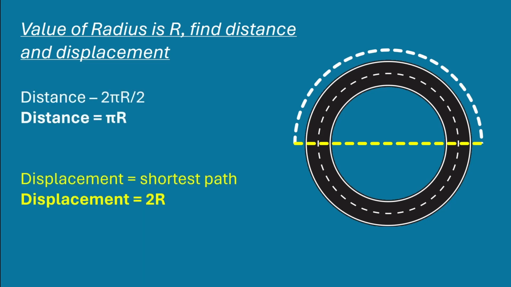Here is the solution. The distance will be the circumference divided by 2, that is pi r, where r is our radius, so it will be pi capital R. The displacement is the shortest path, and if you can see, the displacement is nothing but the diameter of this circular track. So the displacement will be 2r.